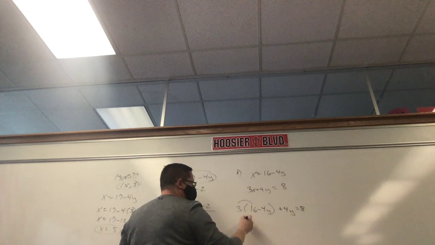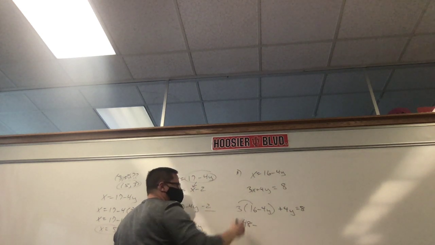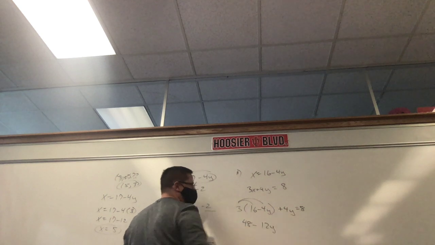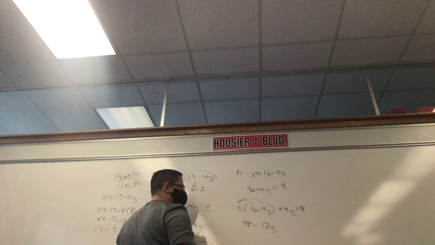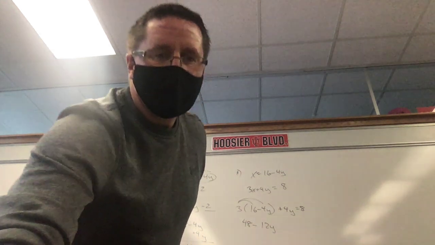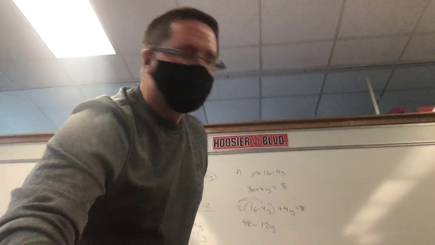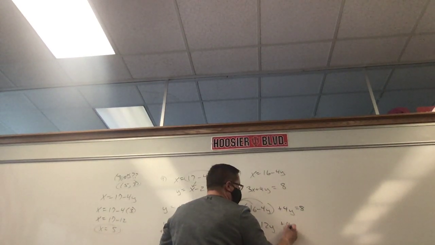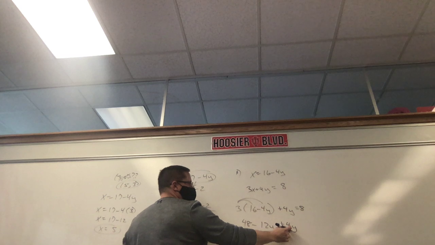6 times 3 minus 4. Distribute. 3 times 16 is 48 minus? 3 times 4y. 12y. Do I times that by 3? No. Well, this is an interesting one. Plus 4. Did I write this down right? Plus 4y equals 8. Oh, good. Yeah. Plus 4y. Why didn't I times that by 3? Because it's on the other side.